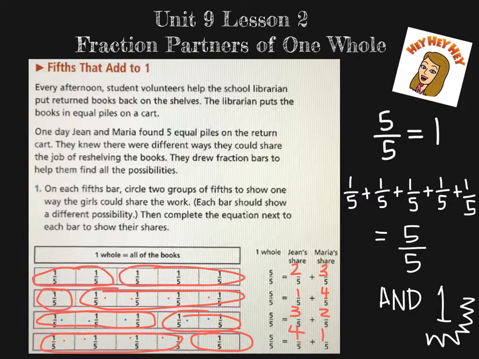So this is just showing you that when you add together different parts of a whole, it can equal 5 fifths, or another fraction. The key thing here, though, is that the denominator in all of these are the same, and you can just go ahead and add right away when you're adding fractions that have the same denominator.